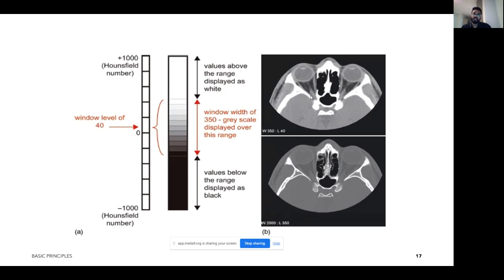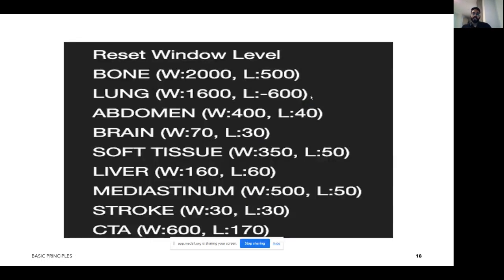Now this particular concept is called windowing. It is difficult for us to learn every single window for every point, but there are certain preset window levels available in the CT. If you want to see bone, there will be a bone window, which will be, as I said earlier, at a level of 500 with a width of 2000. Just like that, if you want to see soft tissues, it will be a level of 50 and a width of 350. Like that, there are different presets available within the CT scanner.